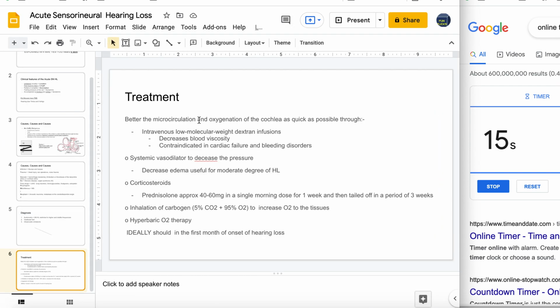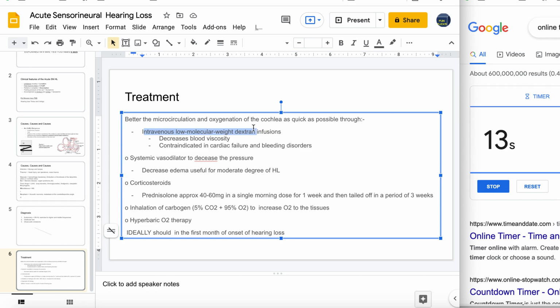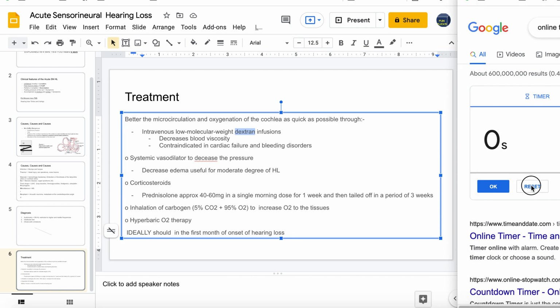What's the treatment? Treatment is many. You want to get dextrans, which decrease viscosity and decrease thrombosis. You want to get vasodilators, corticosteroids. Make sure to give 40-60 for 1 week, then taper it off. Carbogen, so you get an increased amount of oxygen to help with treatment, because it increases O2 binding to red blood cells, so more O2 to the tissues.